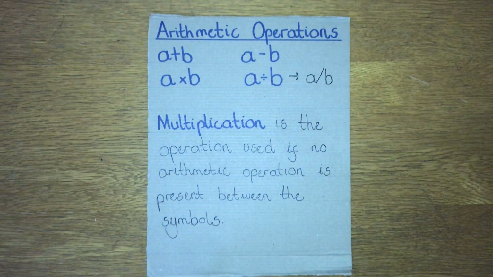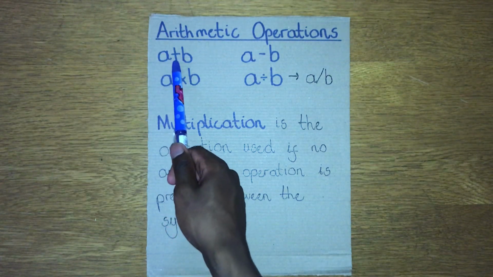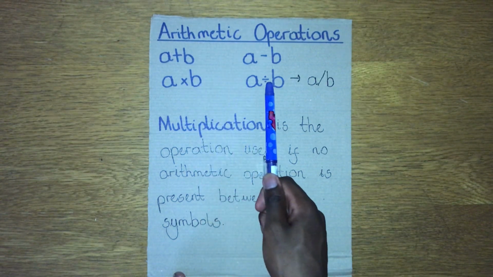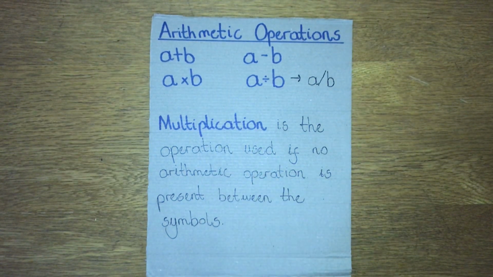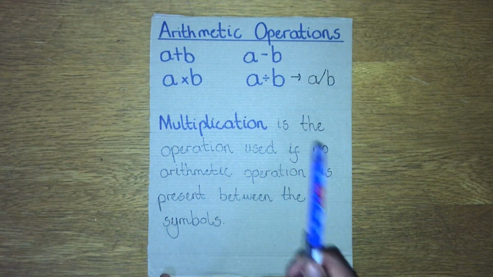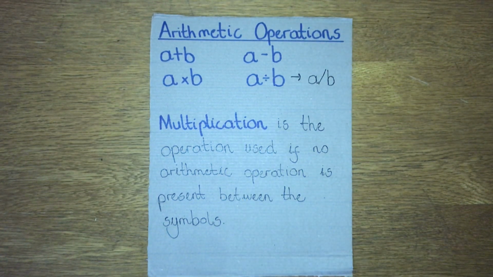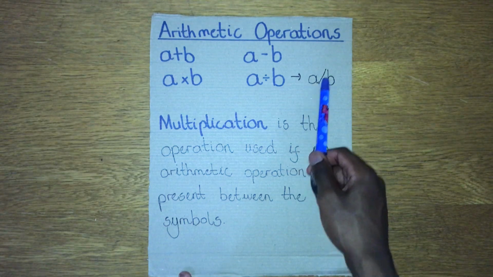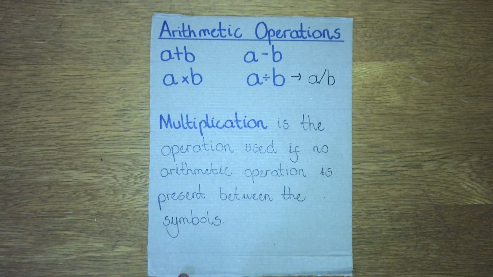Arithmetic operations. As we know in mathematics, we have 4 operations. We have plus, minus, multiply, and divide. Multiplication is the operation used if no arithmetic operation is present between the symbols. Let us take into consideration that division can also be simplified by simply putting a slant in between the 2 letters.